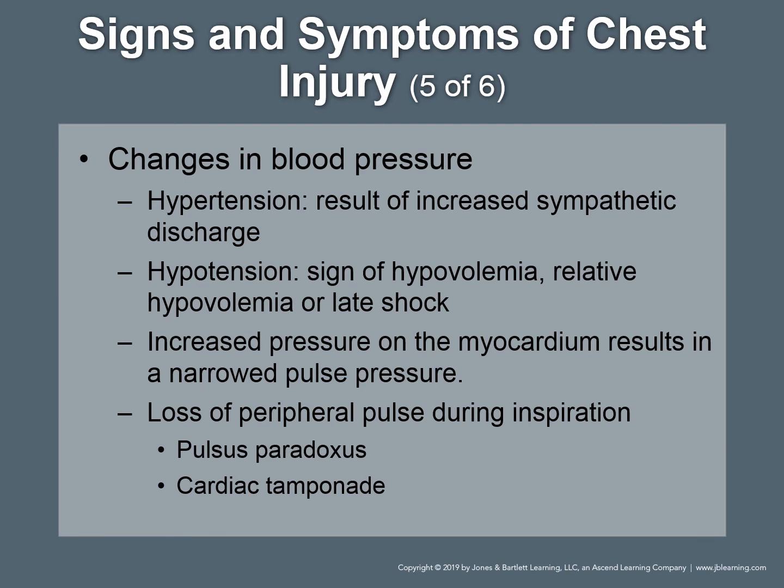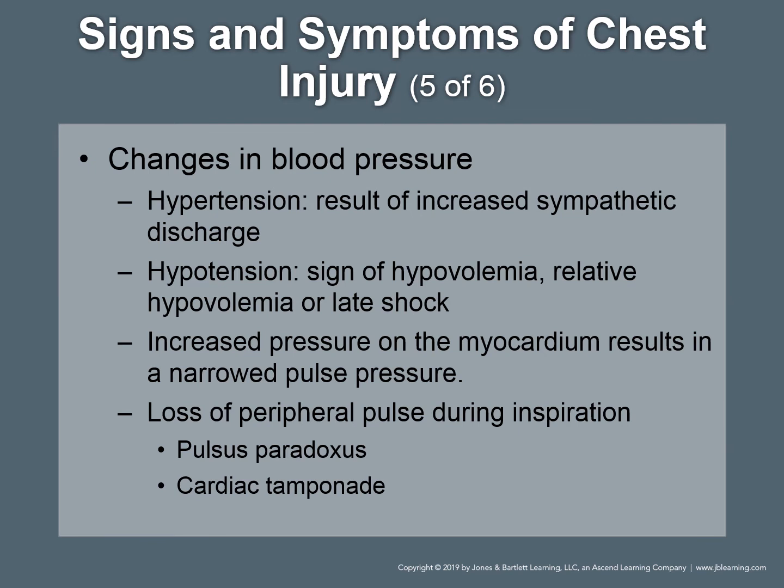Changes in blood pressure. Hypertension is a result of increased sympathetic discharge or release of catecholamines or adrenaline. And what happens is when you get cut or hurt, your body releases adrenaline. You get vasoconstriction and increased heart rate, which increases your blood pressure. Hypotension and hypovolemia is a late sign of shock. So you want to make sure that you're monitoring and managing that.